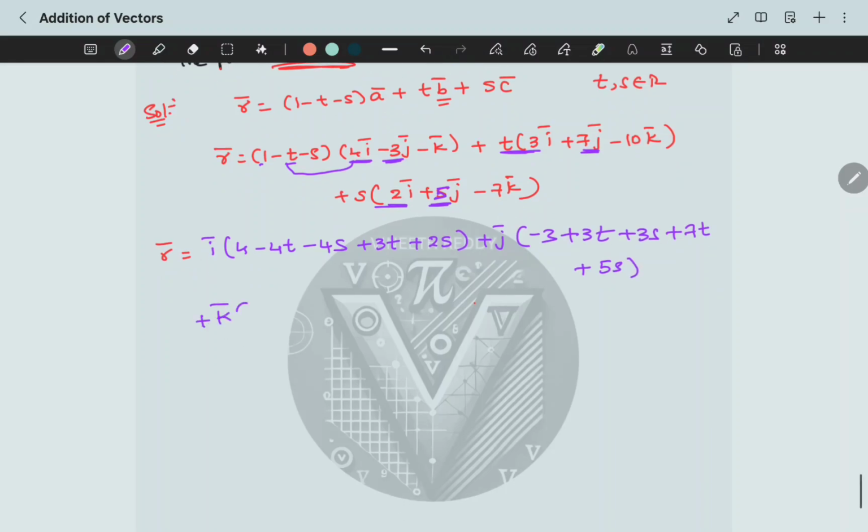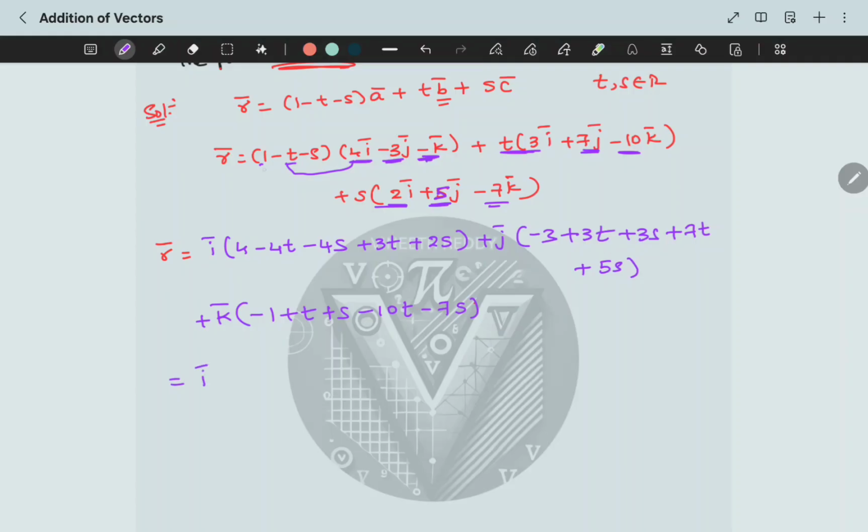Now plus k bar into, again, minus 1 into 1 is minus 1, minus 1 into minus t is plus t, minus 1 into minus s is plus s, and from the second bracket we get the coefficient of k bar is minus 10 into t, so we should write minus 10t. And from the third bracket the k bar coefficient is minus 7 into s, so we get minus 7s. Hope you understood this step, dear students.